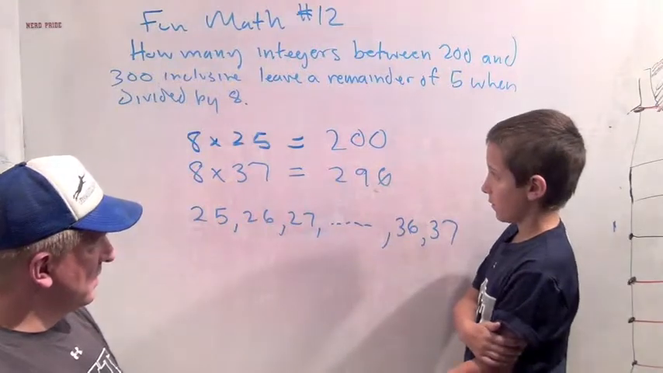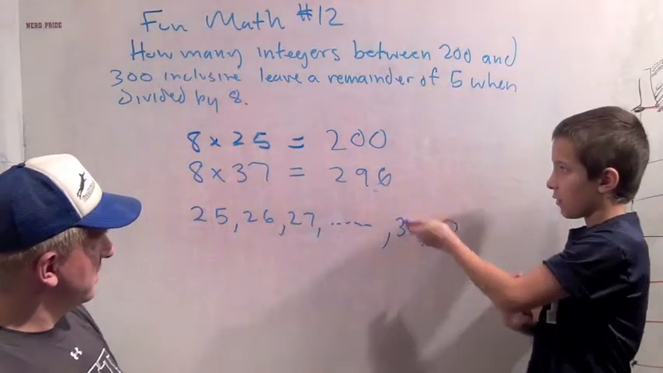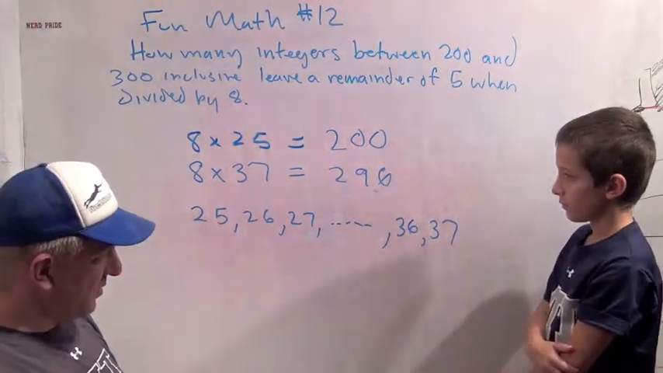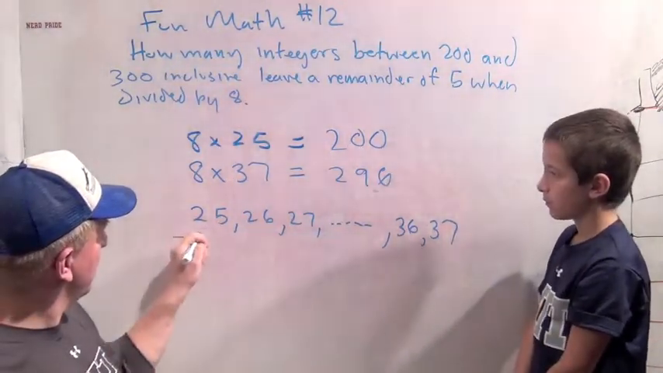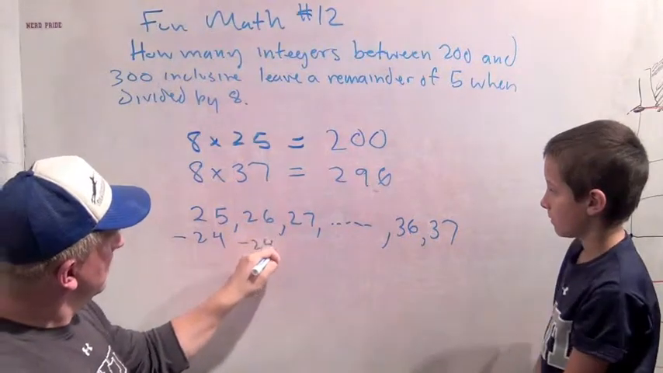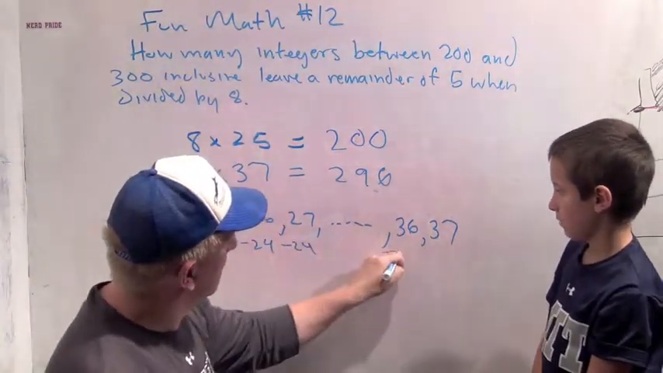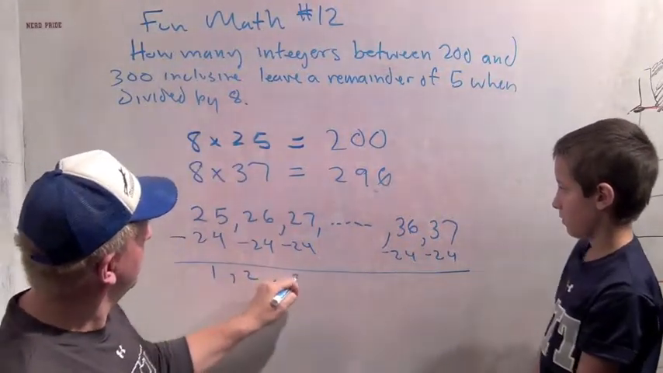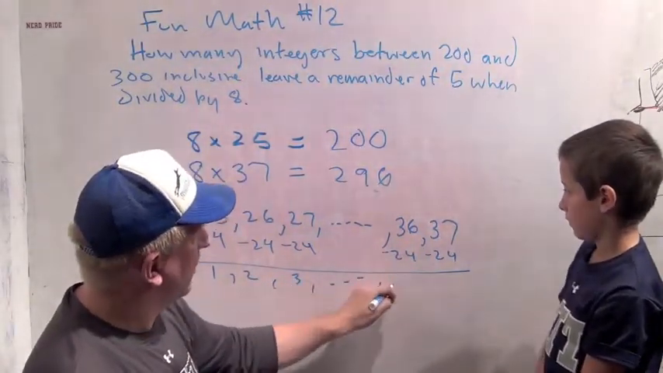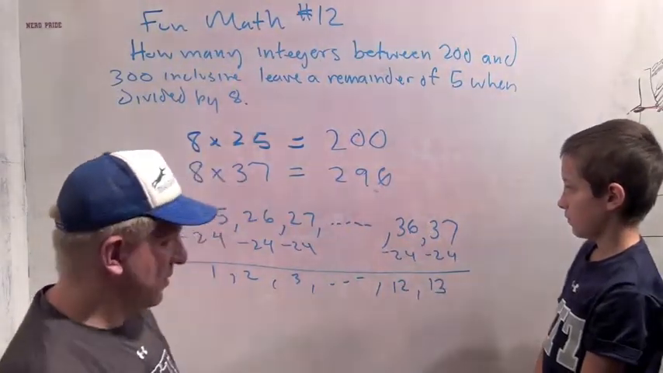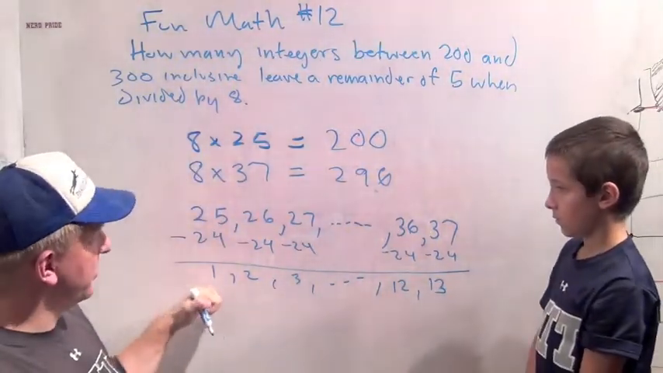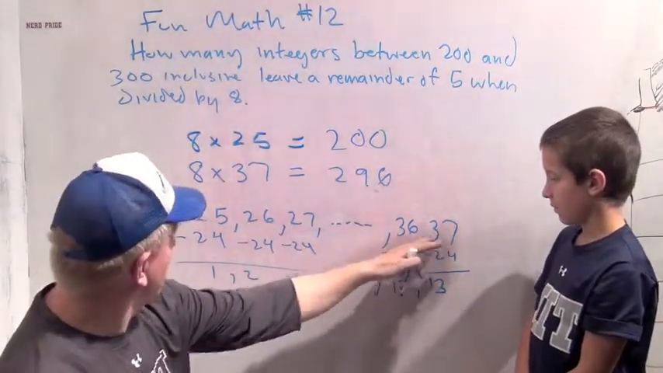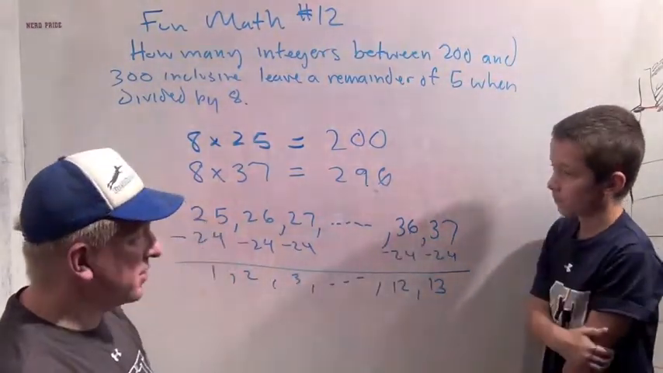Well, you can do 37 minus 25 plus 1. Right, 37 minus 25 plus 1. You can do that. Or what you could do is just subtract 24 from all these numbers. Then you're down to 1, 2, 3, 12, 13. It's easy to count how many numbers there are starting at 1 and ending at 13 because there are 13 numbers. But 37 minus 25 is 12 plus 1 also gives you 13.